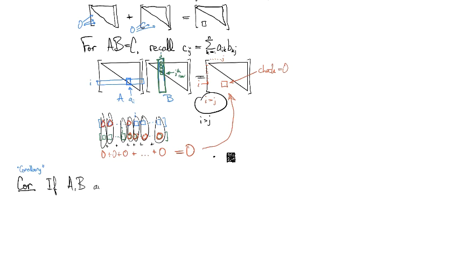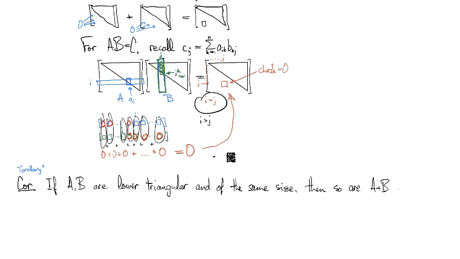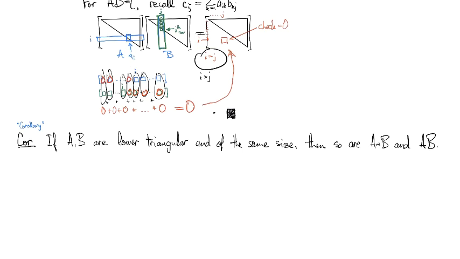if A and B are lower triangular, and also of the same size, then so are A plus B and A times B. So in other words, the exact same result holds for lower triangular matrices.